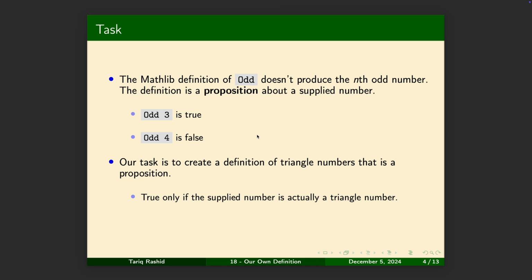So we want to do the same. We don't want to create a function which returns the nth triangle number. We want to create a definition which, when supplied with a number, is either true or false depending on whether that number is a triangle number or not. That's what we want to do. The way to think about the word proposition is it's a statement which can be true or false. So, 3 equals 2 plus 1 is a proposition. 3 equals 2 plus 2 is also a proposition, but it's false.